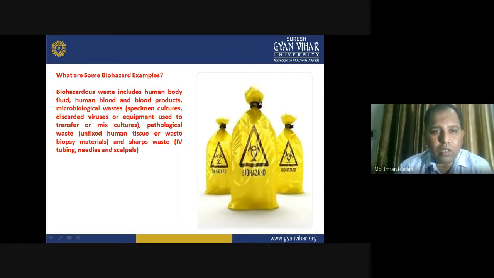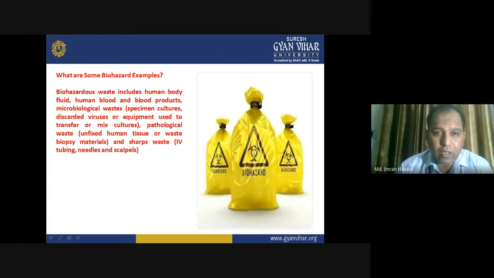So, what is microbiological waste? Specimens, cultures, discarded viruses. Whenever experimentation procedures are going on, you are always dealing with pathogens. When dealing with pathogens at every level, one should be very careful, because if you don't deal with them properly, they can turn out to be really dangerous.